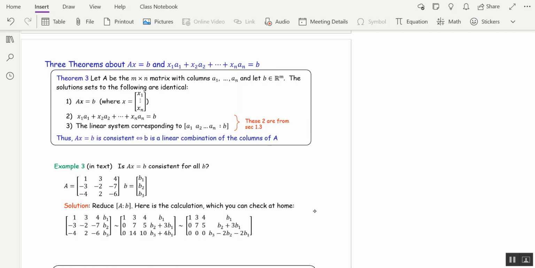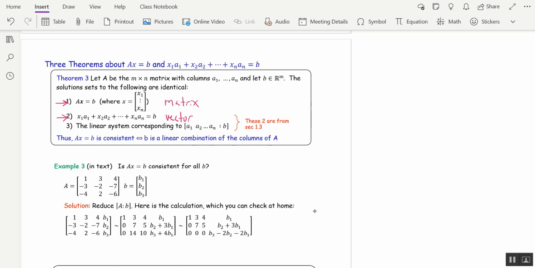This first theorem is pretty straightforward. It tells us, first of all, that the solution set to this matrix equation is equivalent to the solution set to this vector equation. So they're equivalent because they're the same thing. One's just written in vector form and the other is a matrix equation, but they're the same linear system. And then the equivalence between 2 and 3 we saw last time.